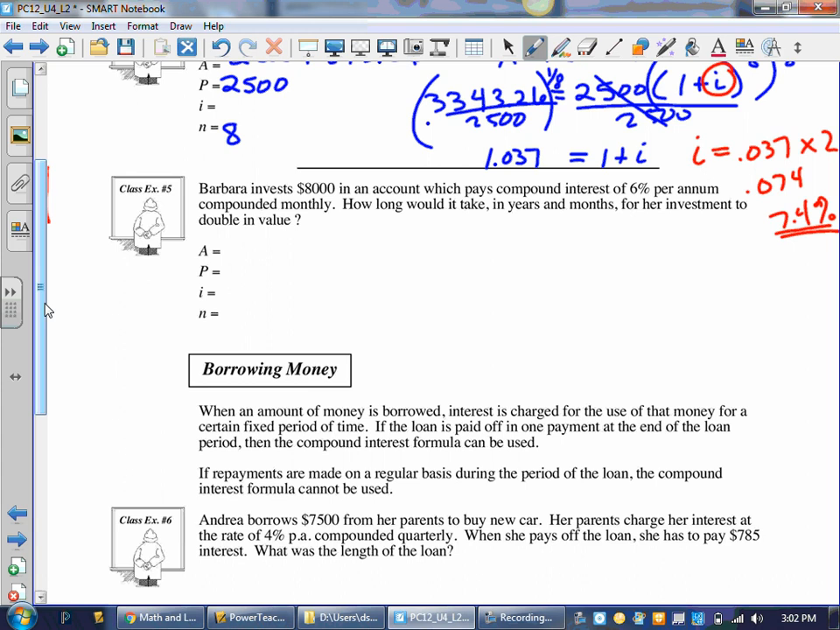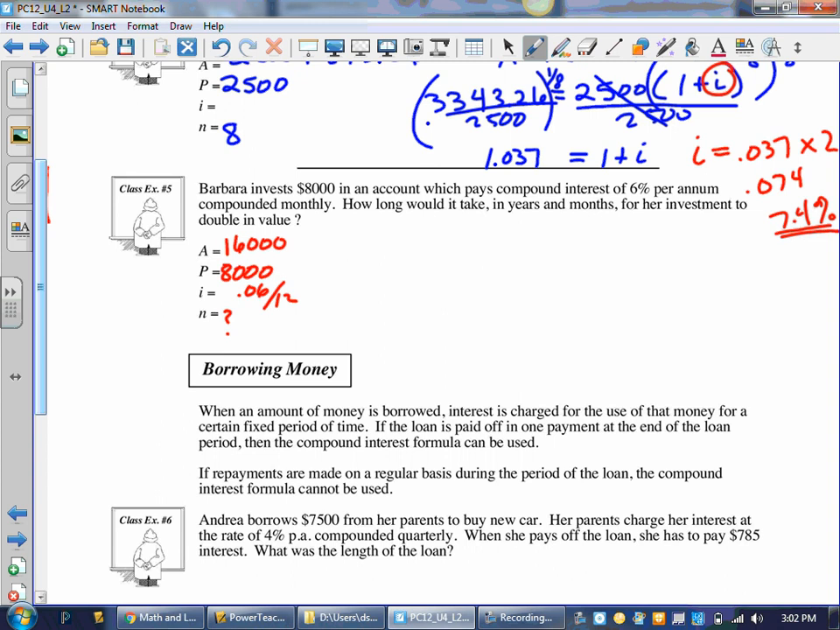Two more examples and we're done. Barbara invests $8,000 in an account. Perfect. Let's put that $8,000 right there. It pays compound interest of 6% per annum, or per year, compounded monthly. So I know right away I'm going to go 0.06 and I'm going to divide that by 12 because it happens monthly. How long would it take? Ooh, this is my question. How long would it take in years and months for her investment to double in value? So if it doubled in value, that means my final amount is going to be $16,000.